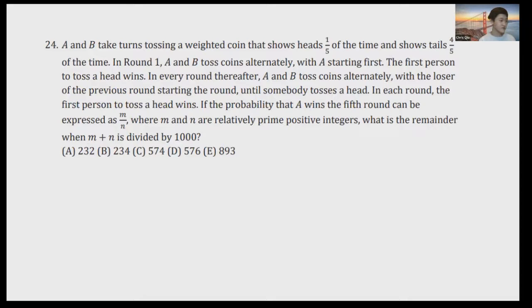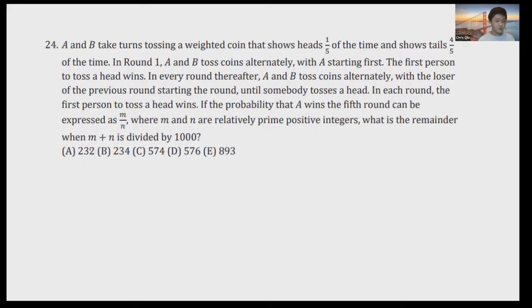So for problem number 24, we have this game. A and B take turns tossing a weighted coin. This weighted coin shows heads 1/5 of the time and tails 4/5 of the time. In round 1, A and B toss coins alternately, and A goes first. The first person to toss a head wins. In every round after this, A and B toss coins alternately again, with the loser of the previous round starting the round. This goes on until somebody tosses a head, and the first person to toss a head wins. We want to find the probability that A will win the 5th round.